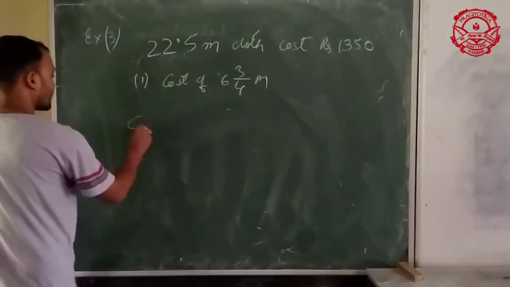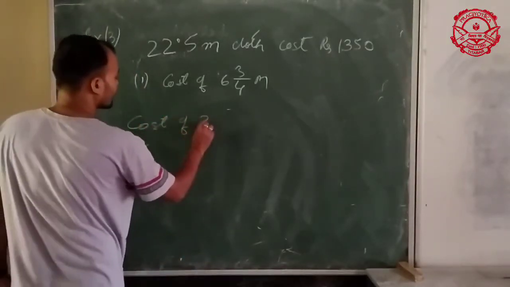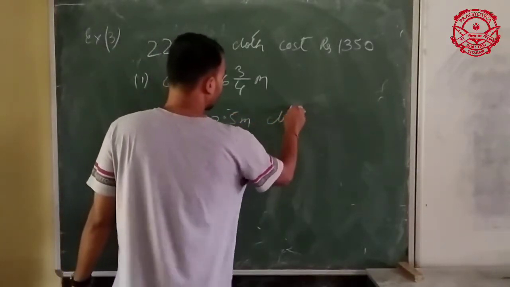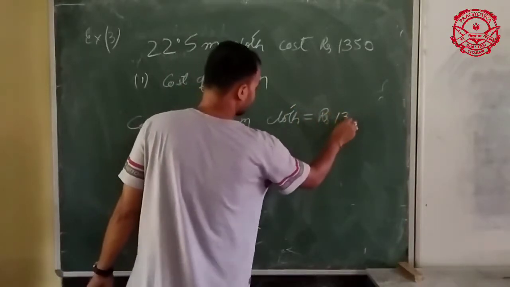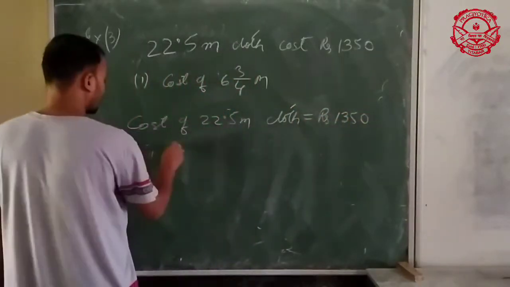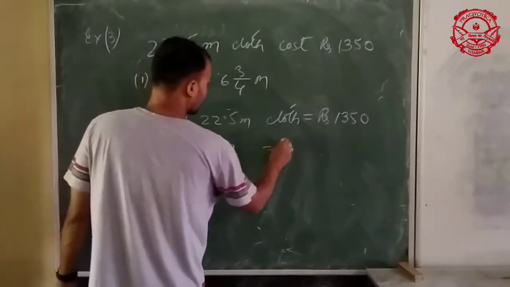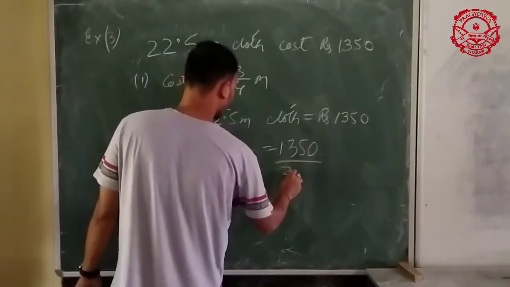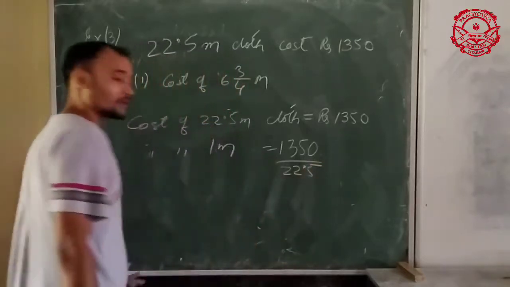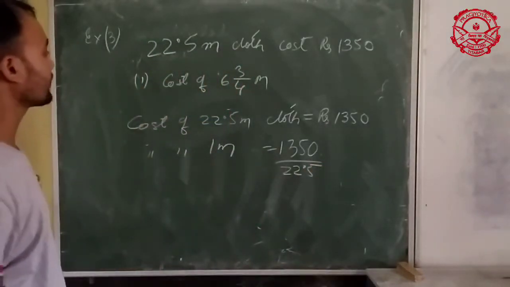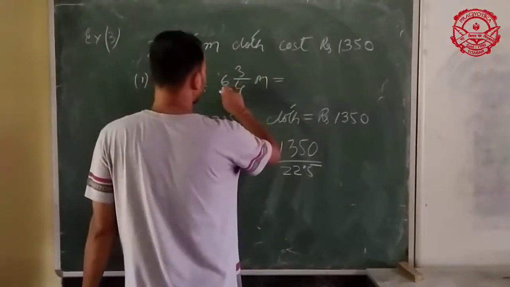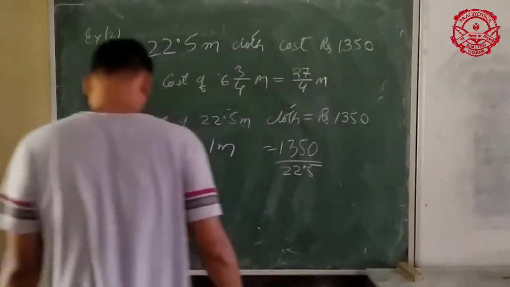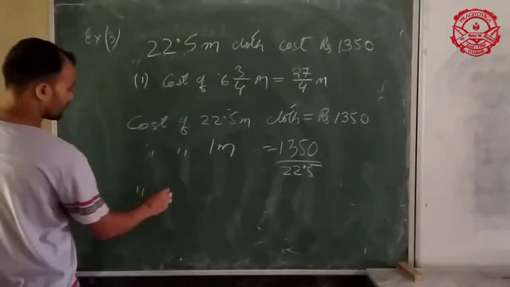Now see, cost of 22.5 meter cloth equals to rupees 1350. Cost of 1 meter, how much? 1350 divided by 22.5 rupees. Okay. Now do this. 6 3/4. 24, 25, 26, 27, 27/4. 27/4 meter. Fine.